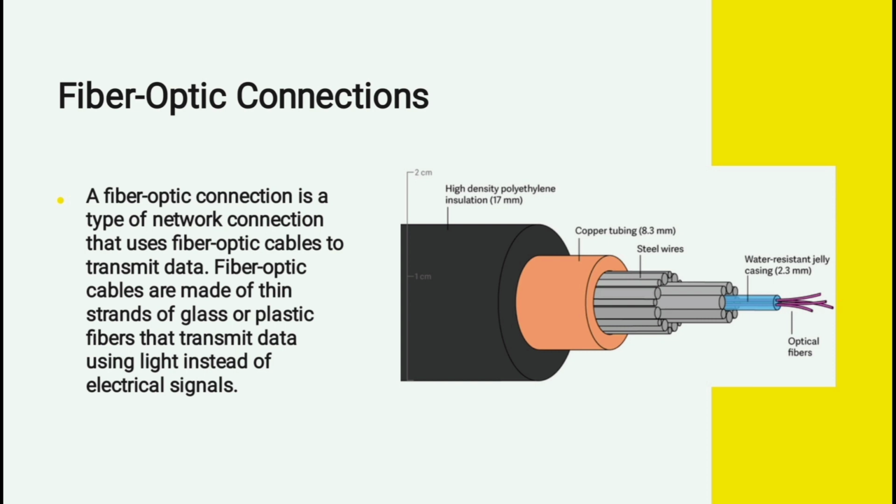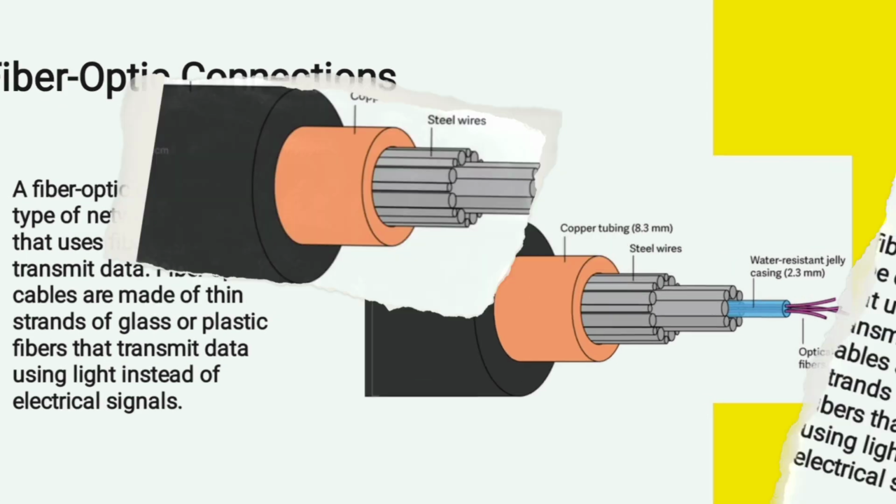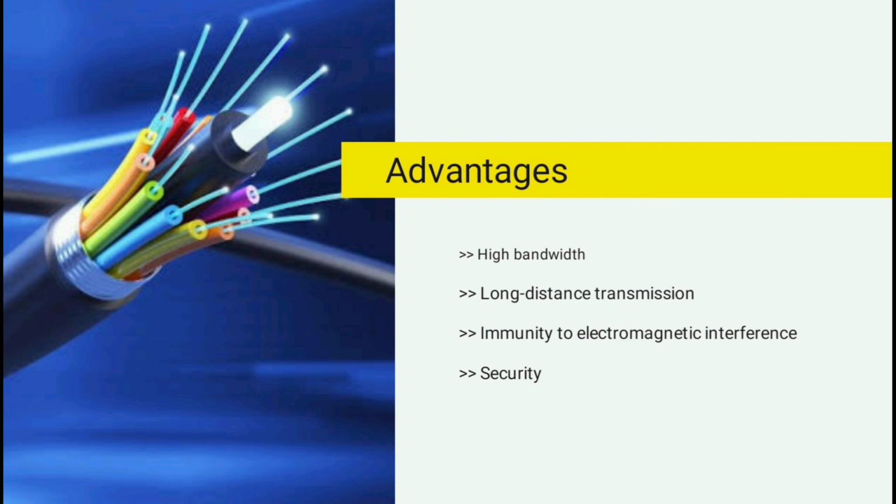Fiber optic connections. A fiber optic connection is a type of network connection that uses fiber optic cables to transmit data. Fiber optic cables are made of thin strands of glass or plastic fibers that transmit data using light instead of electrical signals. Fiber optic connections offer several advantages over traditional copper-based connections, including high bandwidth.